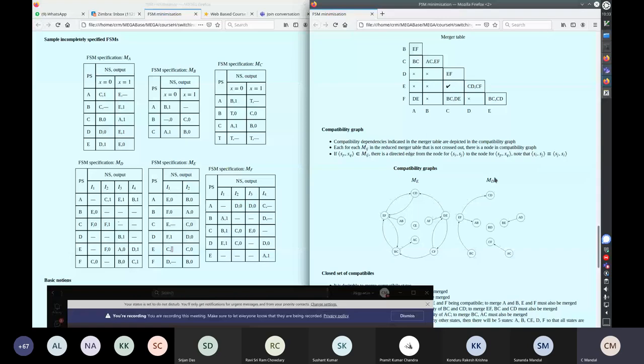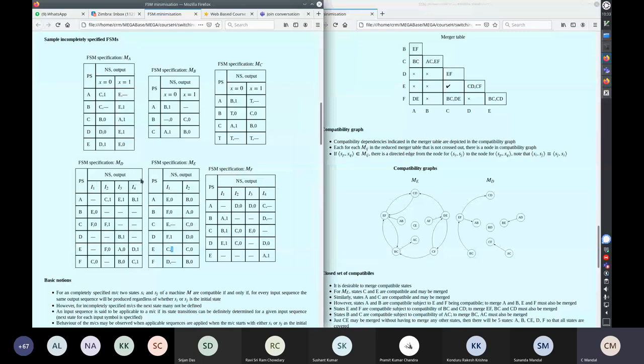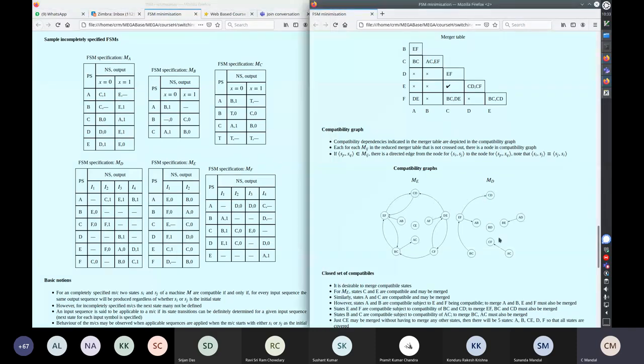Over here I've given the compatibility graph for MD. So for MD, why don't you try to create this compatibility graph directly? Of course, it's possible to create the compatibility graph directly.